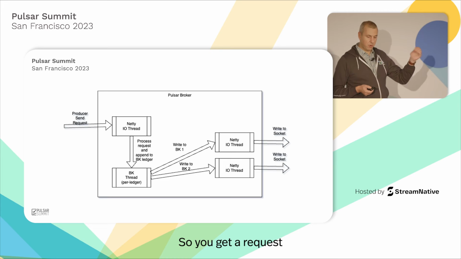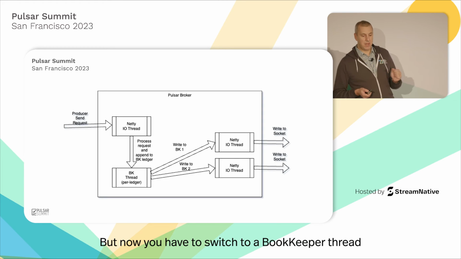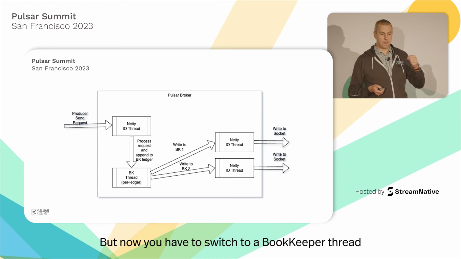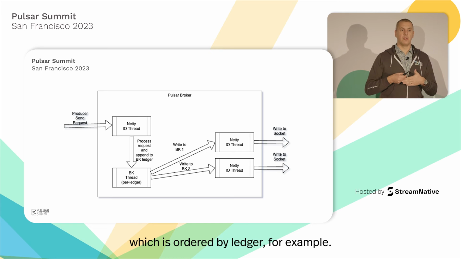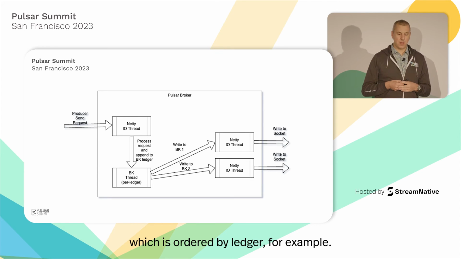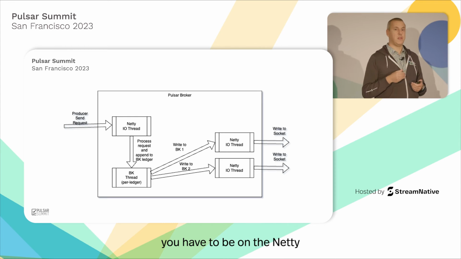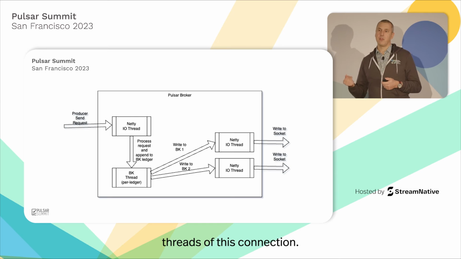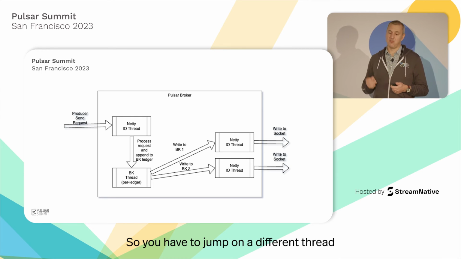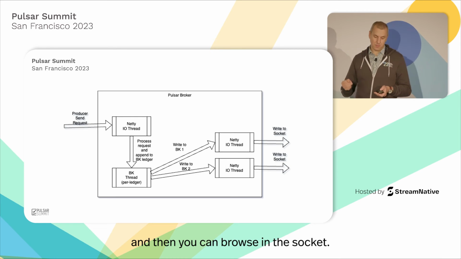You get a request, it goes on a Netty thread pool. But now you have to switch to a BookKeeper thread, which is ordered by ledger ID, for example. From there, you have to write to bookies, and to write on the socket, you have to be on the Netty IO threads of this TCP connection. So you have to jump on a different thread, and then you can write on the socket.